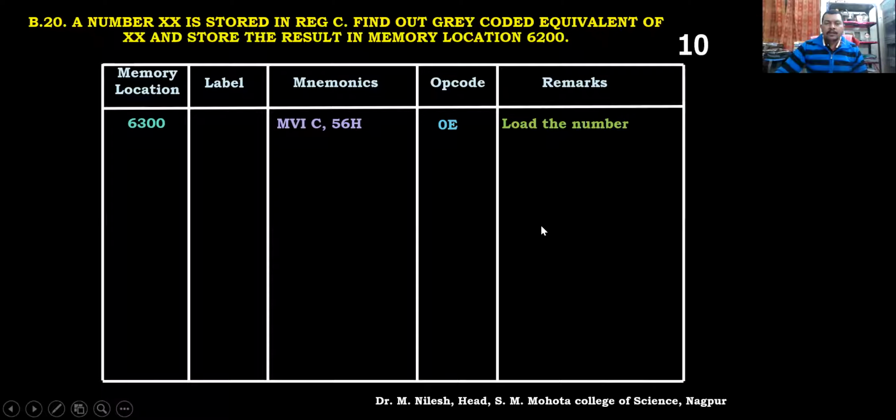We have loaded the number. Yes, this is the number that is being loaded. The next instruction: we have to copy the content of register C into the accumulator. The instruction that we are going to use is MOV A, C, move C to A.